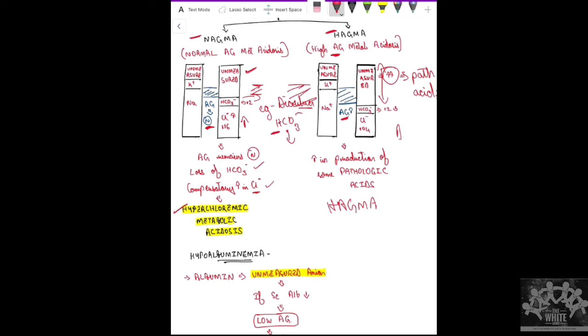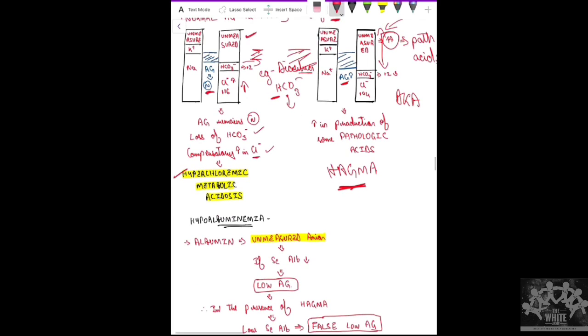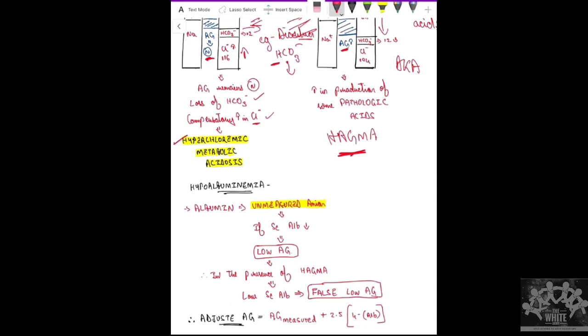For example, when there is diabetic ketoacidosis, ketone bodies are added, which contributes to an increase in the unmeasured anions. Correct? This is what happens. That's why it is called high anion gap metabolic acidosis. So this was the basic concept of anion gap.